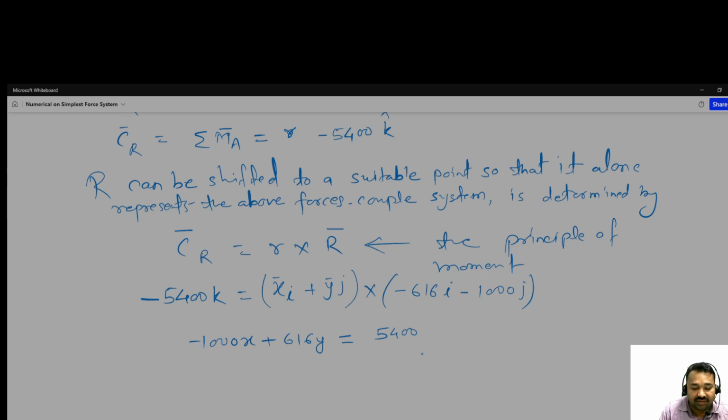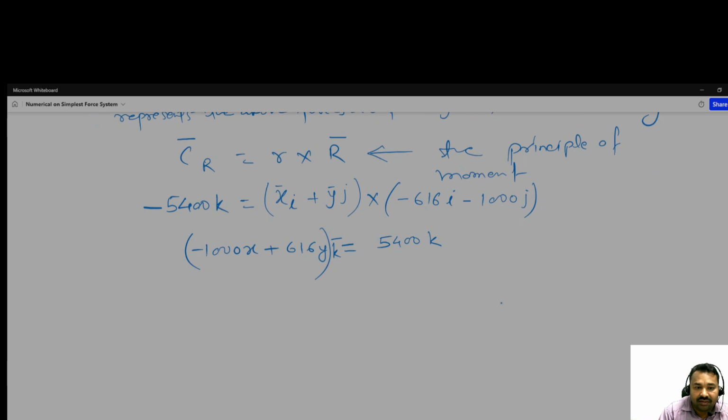So how to get this? Because it is the coefficient of J and it is, sorry, the coefficient of K. Here it is my mistake. Yeah, coefficient of K, and it is also coefficient of K. So what we get? Minus 1000 X plus 616 Y is equal to 5400. So this is the equation we get.